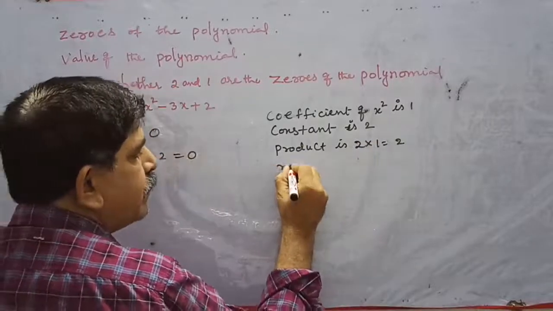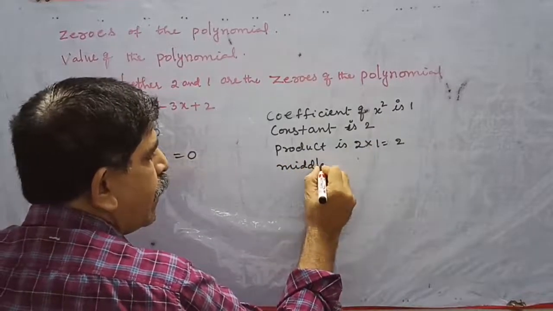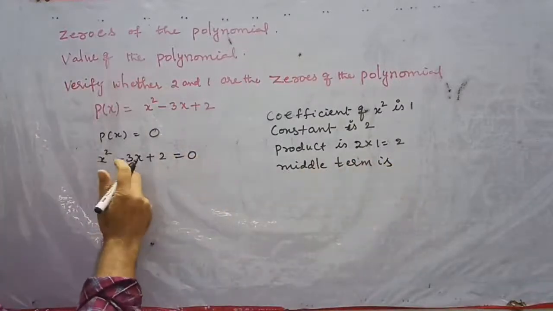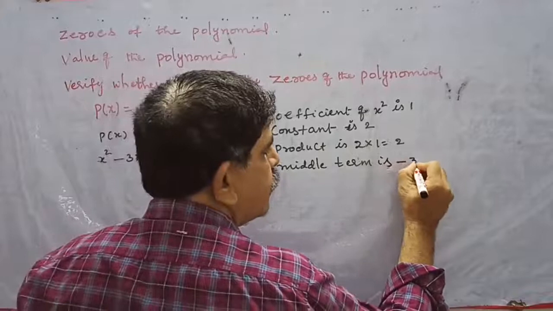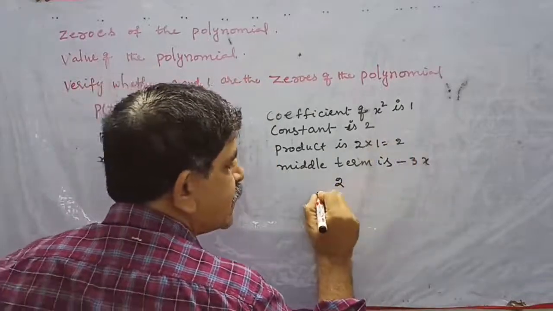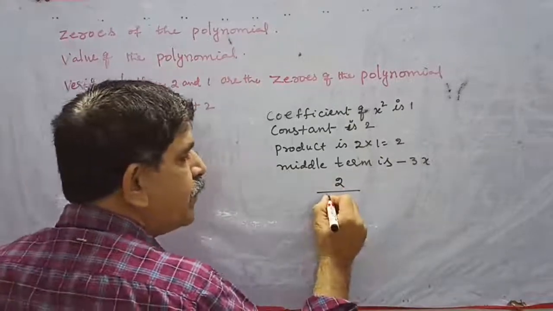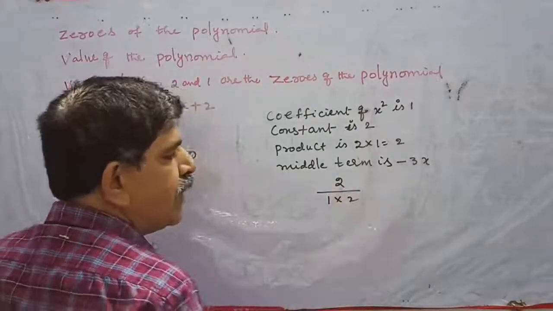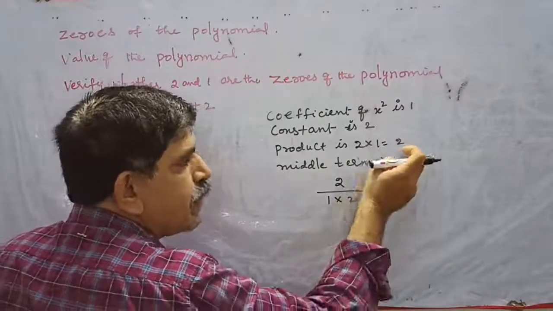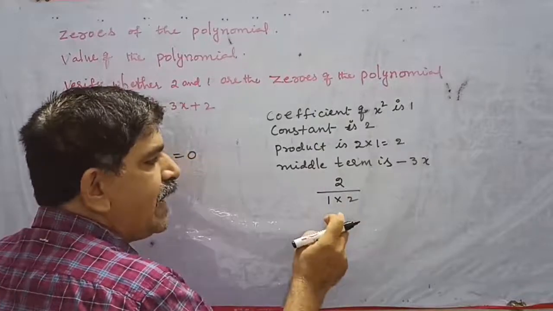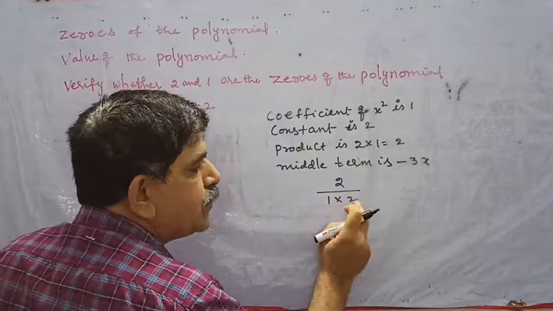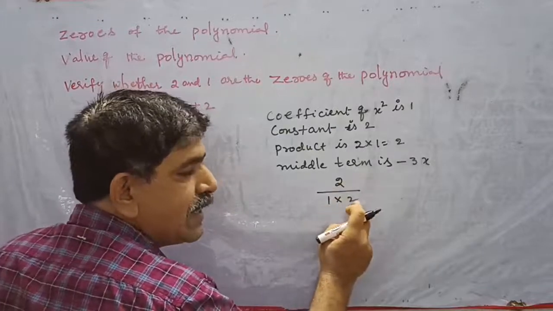Next, the middle term. What is the middle term? Minus 3x. Now you find the factors of 2. What are the factors of 2? Only 1 into 2, no other factors. Now, whenever you multiply these two, you must get the product. And whenever you add up these two factors, you must get the middle term. So 1 into 2 is 2, 1 plus 2 is 3.